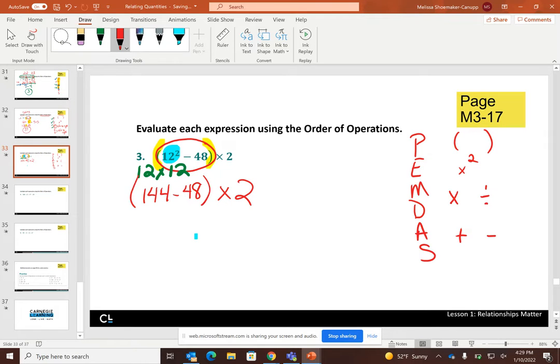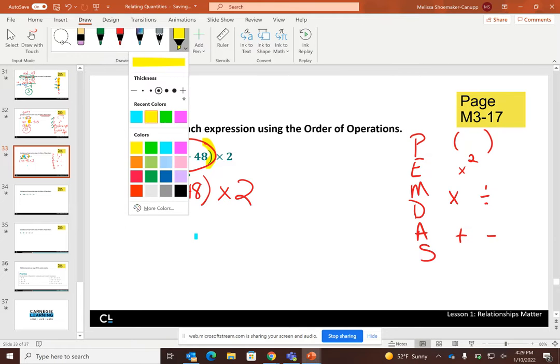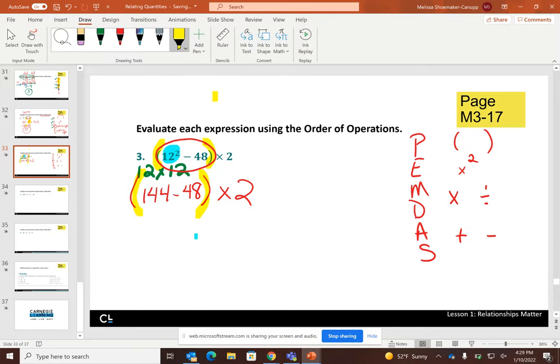Don't forget about those parentheses because I still need to concentrate on doing that math first. I'm still working inside the parentheses. So I need to take 144 minus 48. And I get 96. Okay, so now I can forget about the parentheses because I've done all the math in the parentheses. I don't want to forget this last part of the problem. Okay, so I've done parentheses. There's no more exponents. I did have to take care of exponents inside the parentheses.